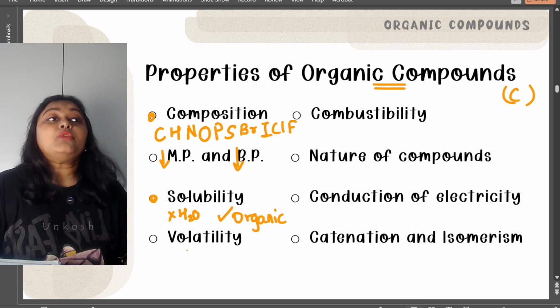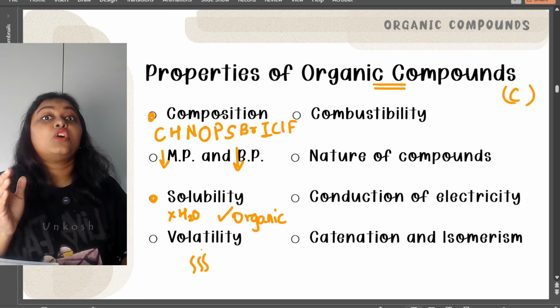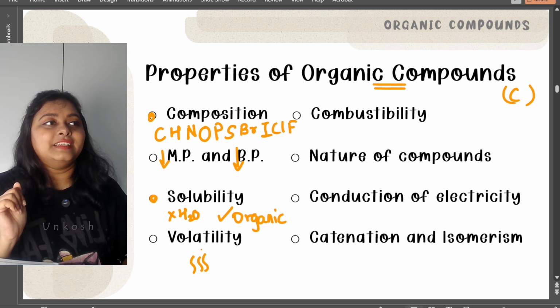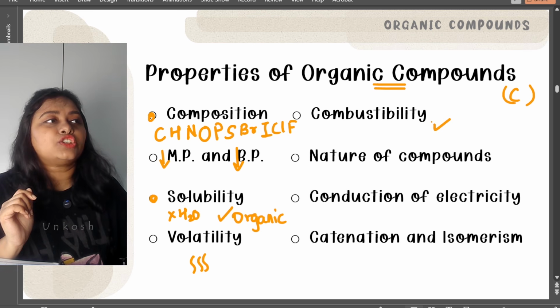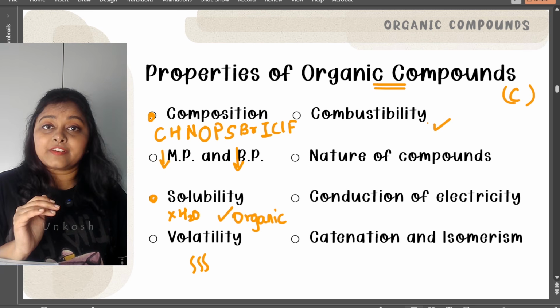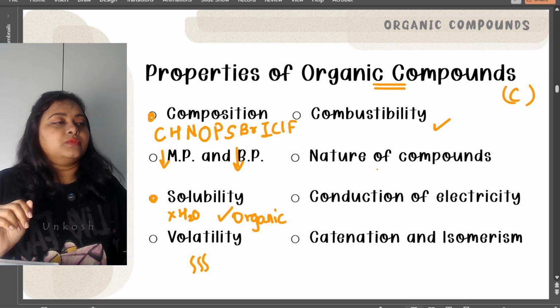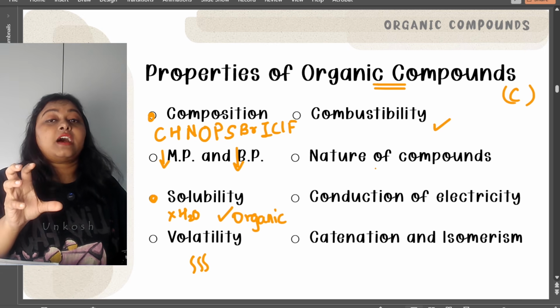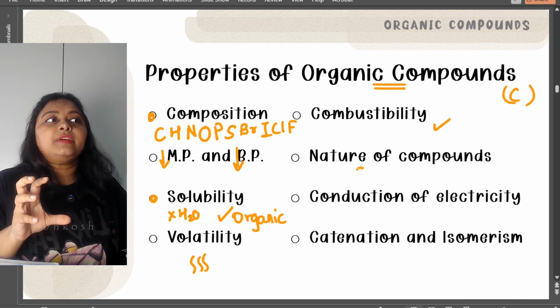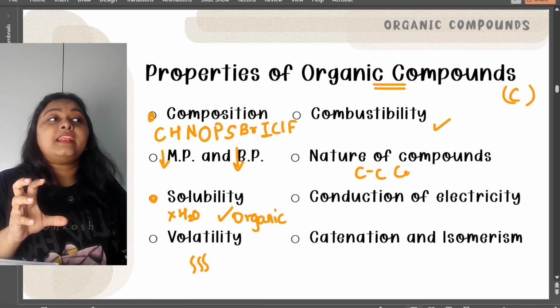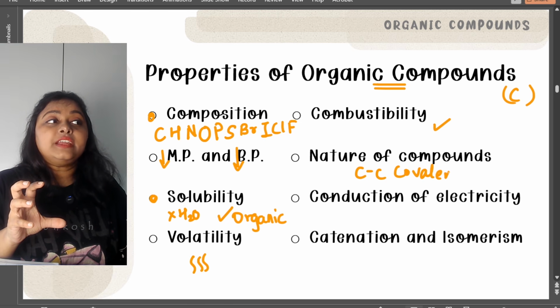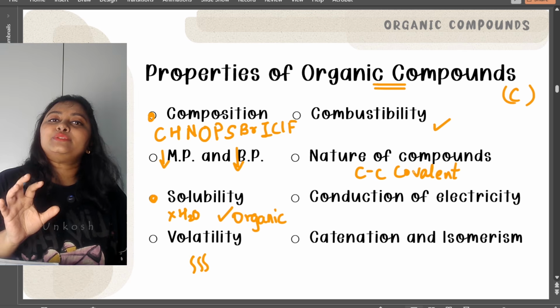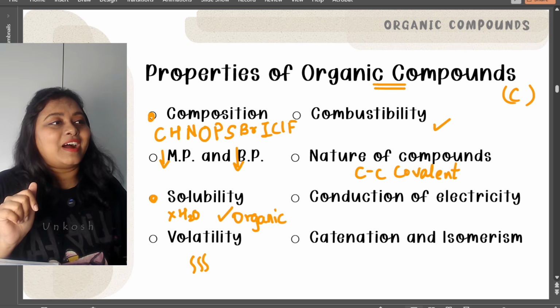Okay. What about volatility? Organic compounds are volatile in nature. They are combustible in nature. They can easily catch fire. Now, what about the nature of compounds? Because these organic compounds are made up of carbon, and carbon forms covalent bonds, the nature of organic compounds is also forming covalent bonds.